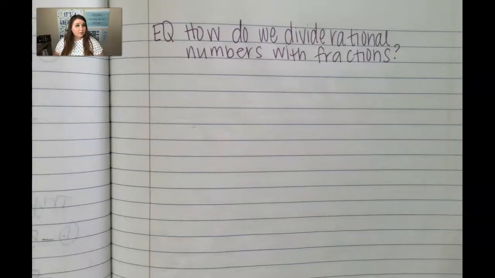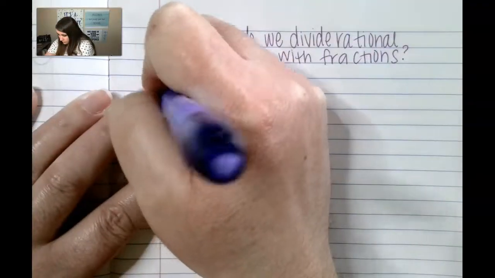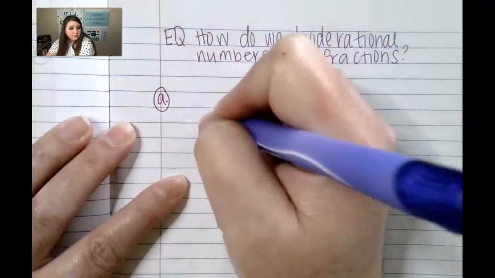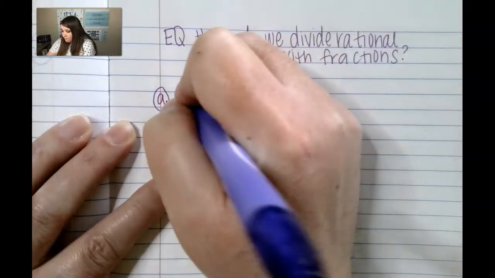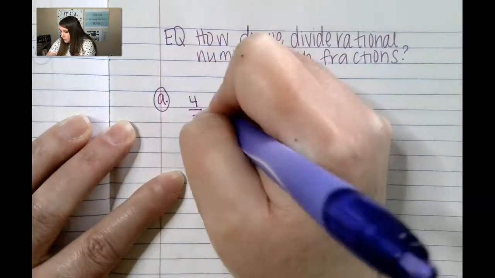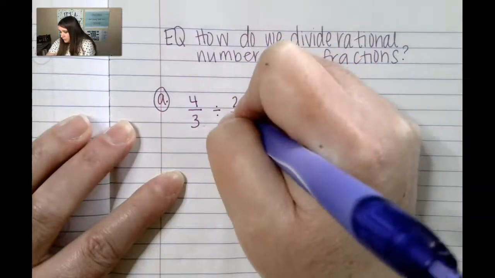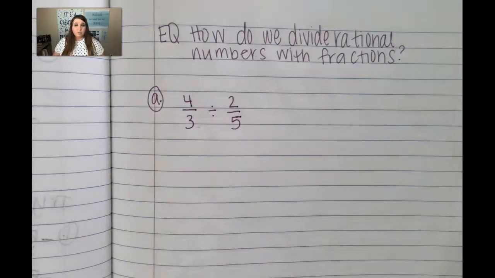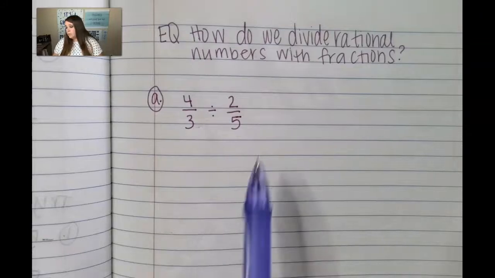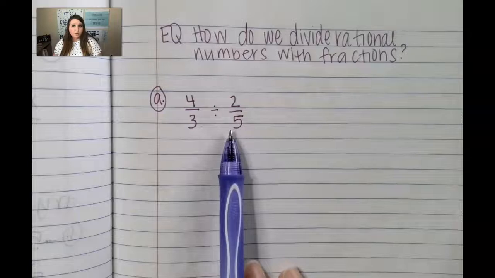So our first example that we are going to look at today includes an example that looks like this. We have 4/3 divided by 2/5. Okay. All right, so as we're dividing fractions by fractions, it's important for us to remember that we're going to use the reciprocal, and we need to find the inverse of 2/5.